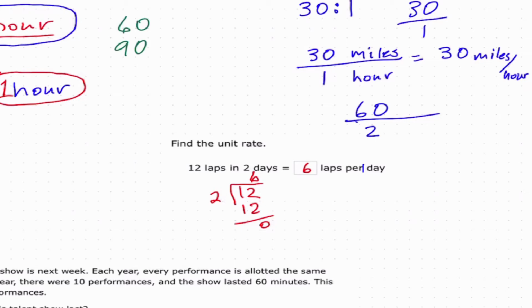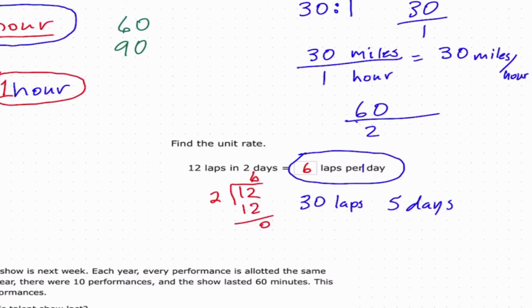Okay, so if we find our unit rate, like we have our unit rate right here, 6 laps in 1 day, I could also ask you questions like, how many laps can they do in 5 days? Okay, so if we have our unit rate, we know we can do 6 laps in 1 day. So all we got to do to find 5 days is take our 6 times our 5, and we would get 30 laps. I don't have enough room there, but per 5 days, right?